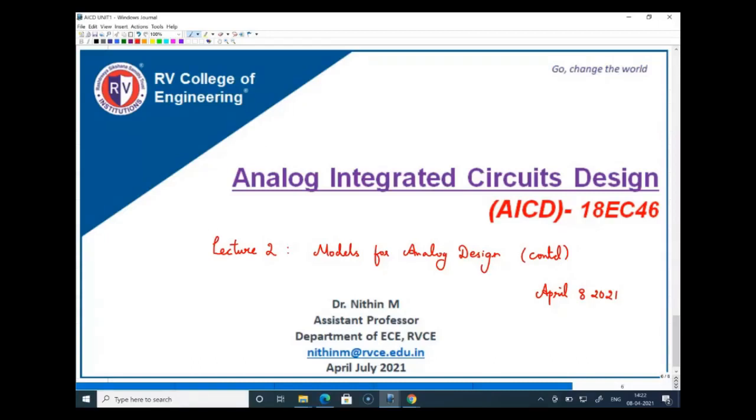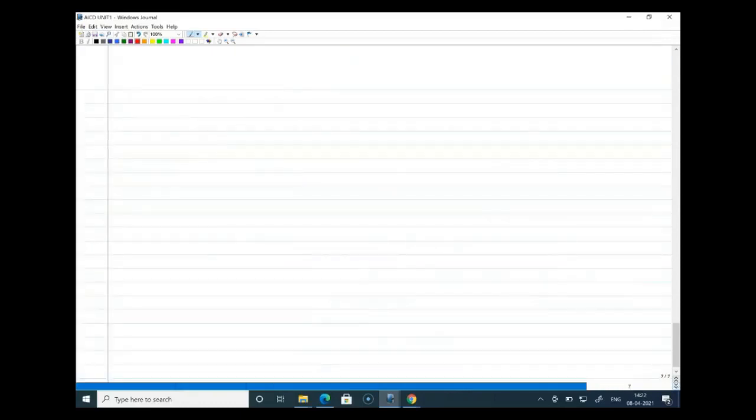In yesterday's class, we discussed models for analog design, and we just discussed a few things about MOSFET. All right, so we'll be continuing the discussion, and today we will see the models we use for analog design. Before starting, I would like to start by discussing this.